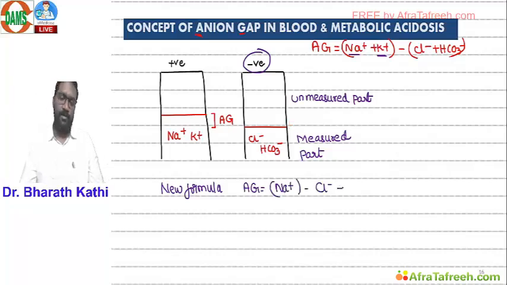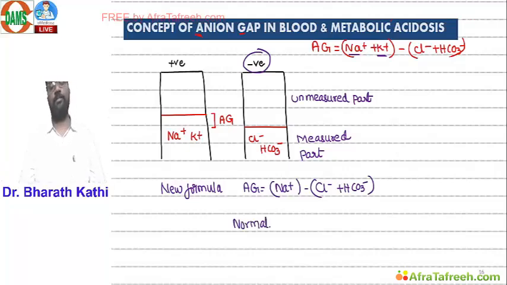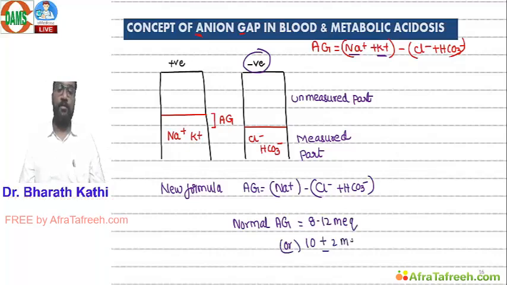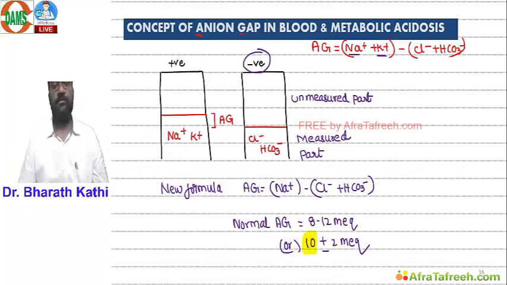minus chloride plus bicarbonate. If you calculate with this formula, the normal anion gap will be 8 to 12 milli equivalents, or 10 plus or minus 2 milli equivalents. The reference value is generally taken as 10.